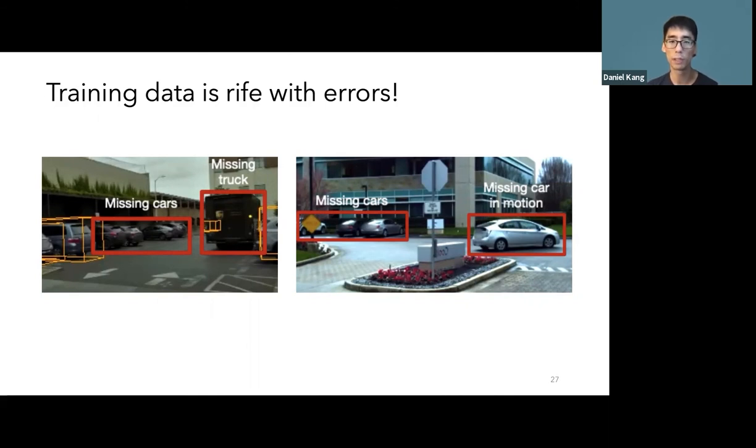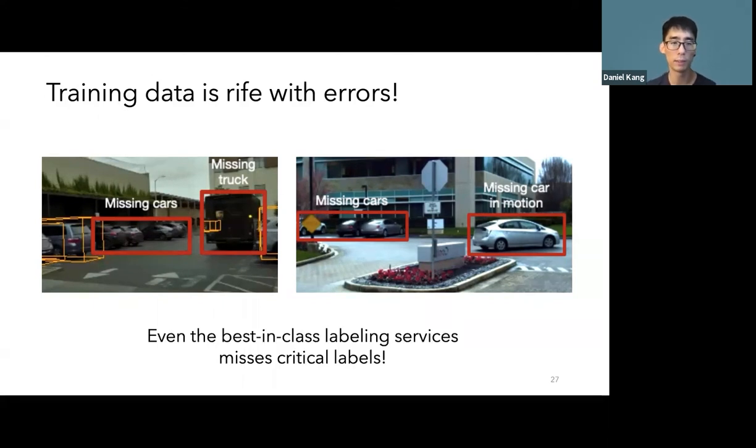And if we give these models faulty training data, we'll get erroneous results out. And so even the best-in-class labeling services miss critical labels. And this is why it's so important to have systems in place to help find these errors. So how can LOA be used to find these errors?